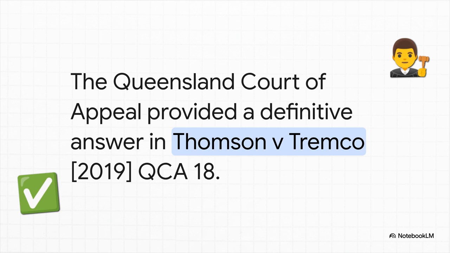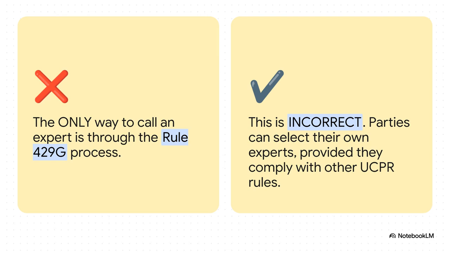Thankfully, we got one from the Queensland Court of Appeal in 2019. The case you absolutely, positively have to remember is Thompson v. Tremco. And the Court of Appeal's answer could not have been clearer. They said the idea that Rule 429G is the only way to get expert evidence in was, and this is a direct quote, wholly misconceived. This is the critical point. Rule 429G is an option. It is not a command. You can still hire your own expert as long as you play by the other rules on disclosure.